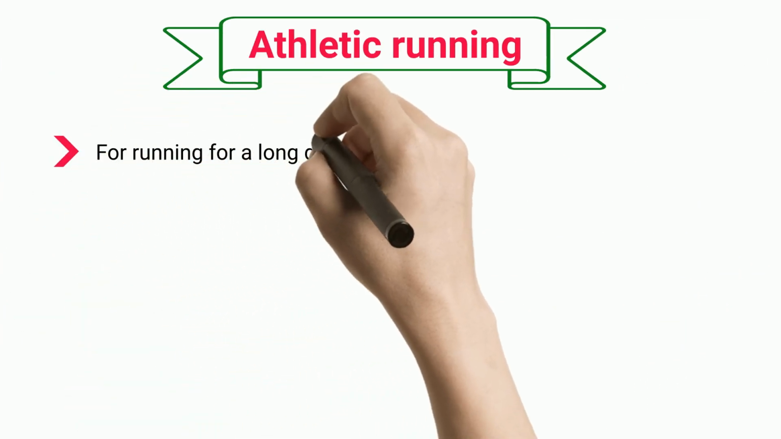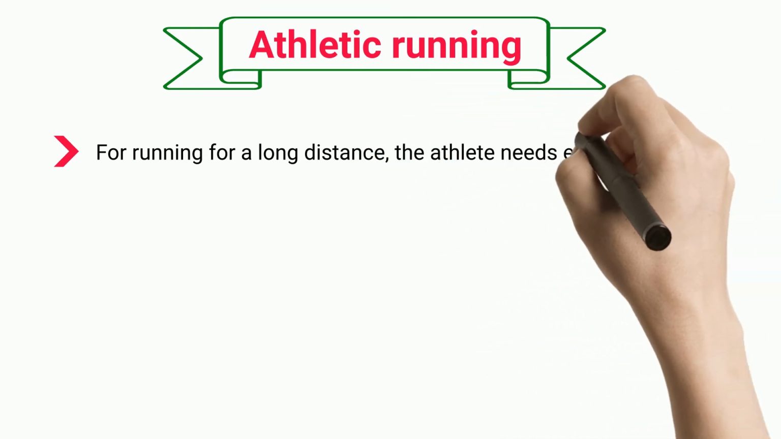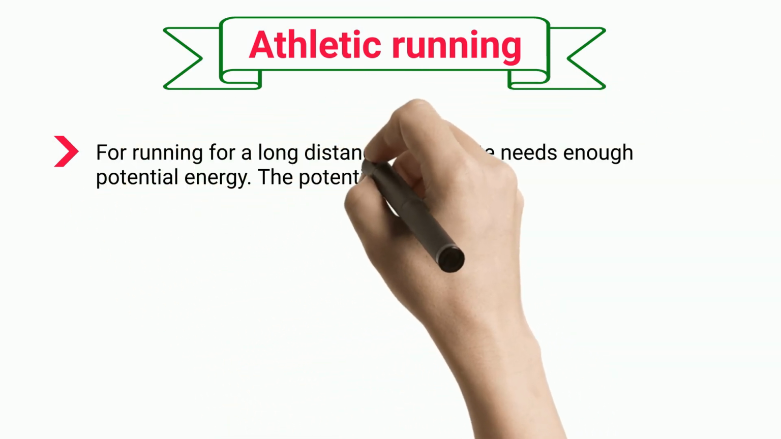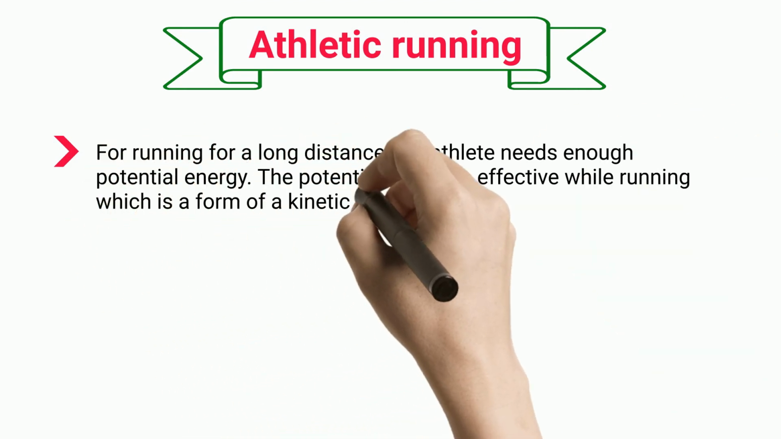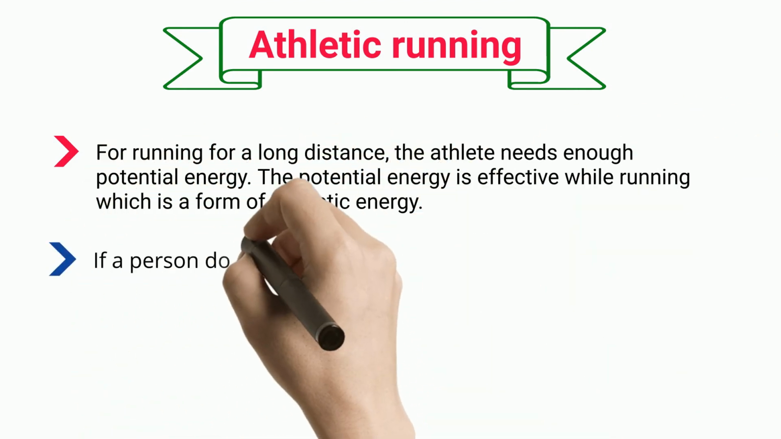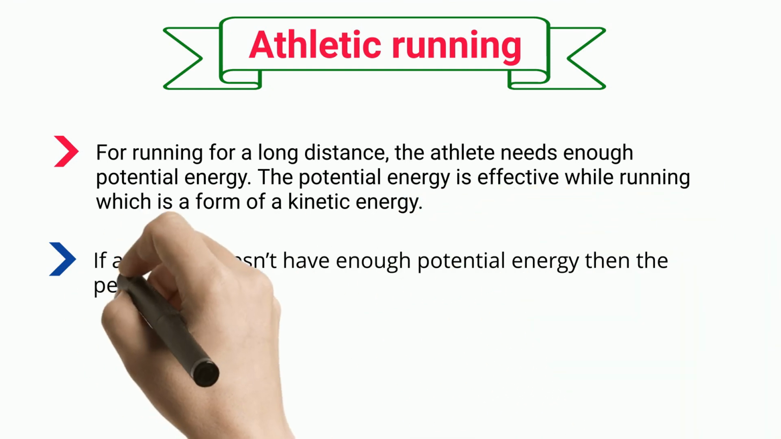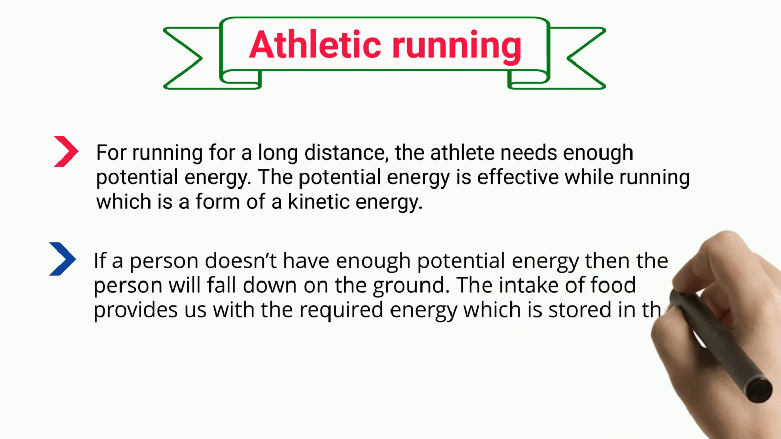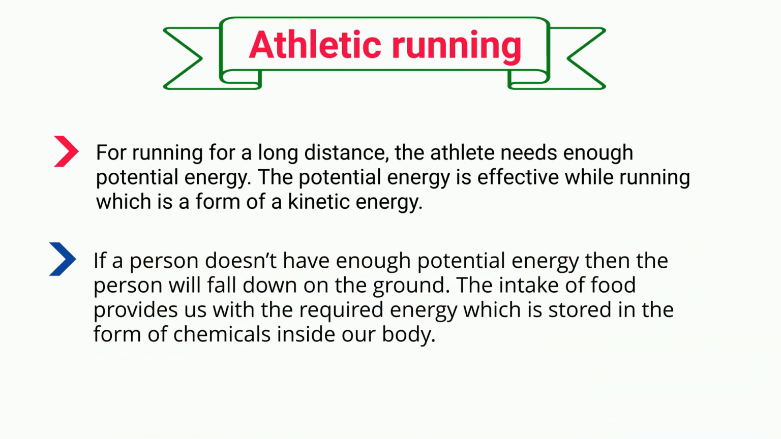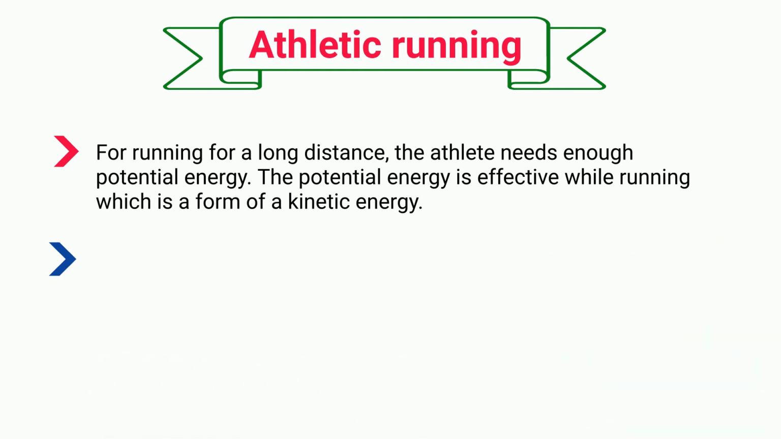Athletic running. For running a long distance, the athlete needs enough potential energy. The potential energy is effective while running, which is a form of kinetic energy. If a person doesn't have enough potential energy, then the person will fall down on the ground. The intake of food provides us with the required energy, which is stored in the form of chemicals inside our body.